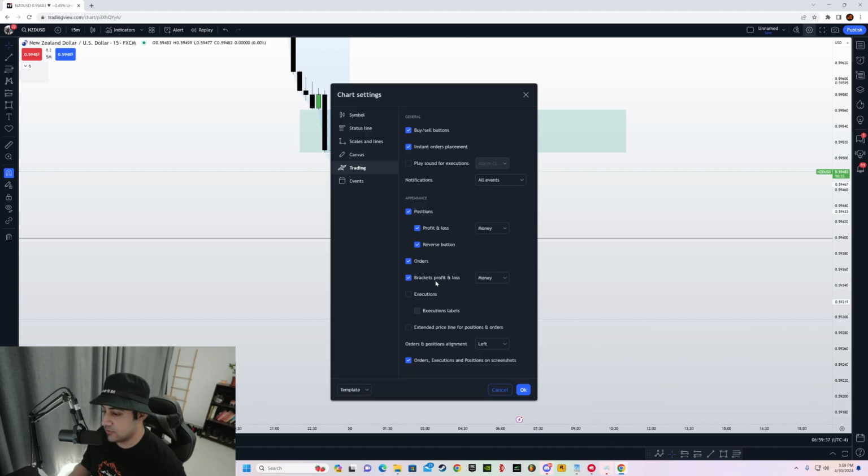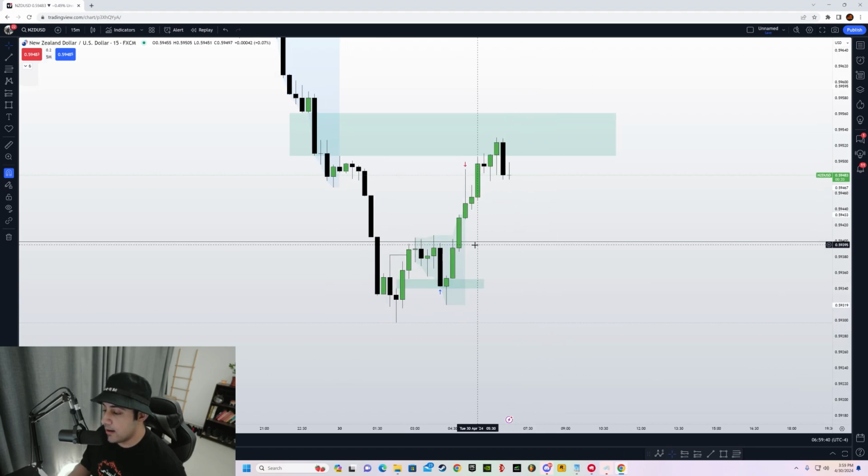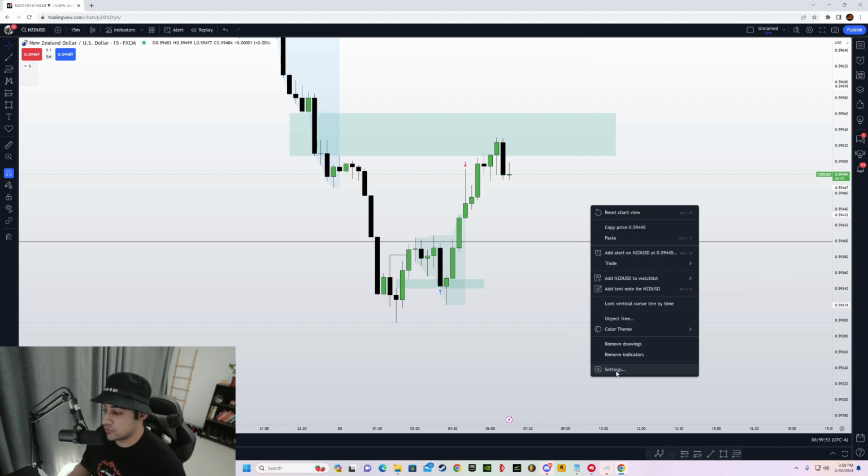If I go to the executions and turn on the executions right here, you can see that this was where I longed, and this is where I took my profit at 1 to 2. I could have held till this internal range liquidity, but as I said before, I always go for a 1 to 2 risk to reward ratio.